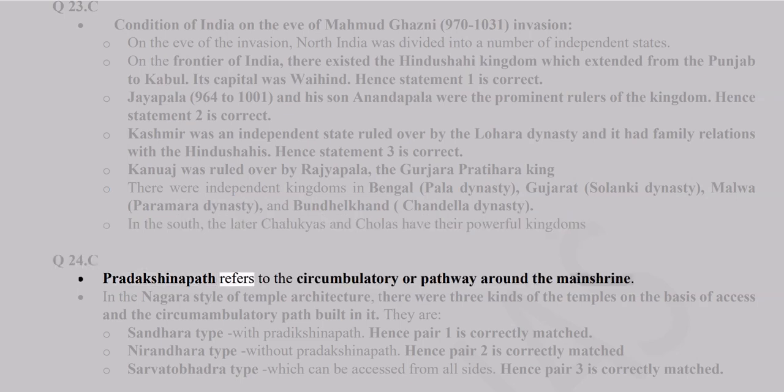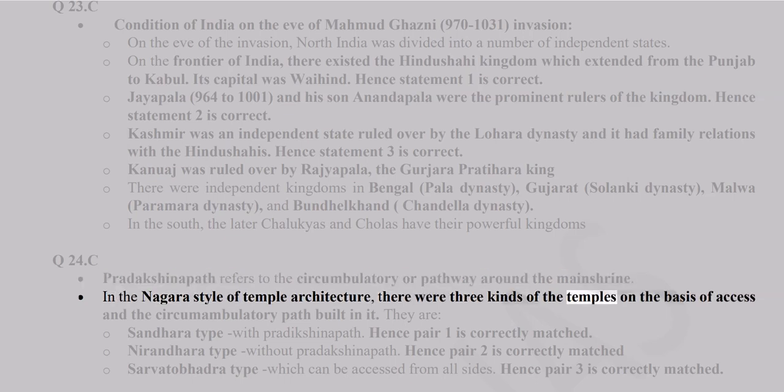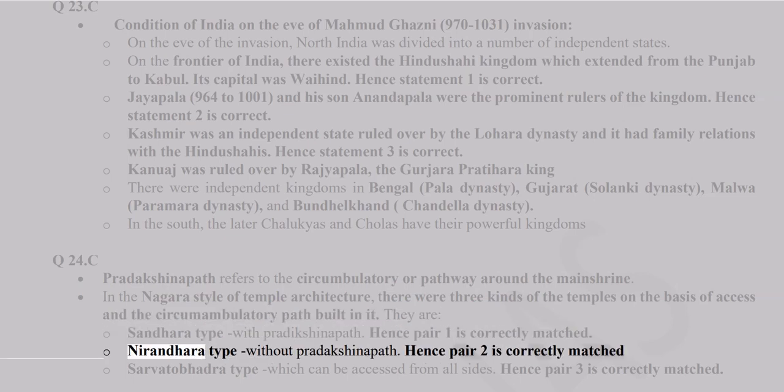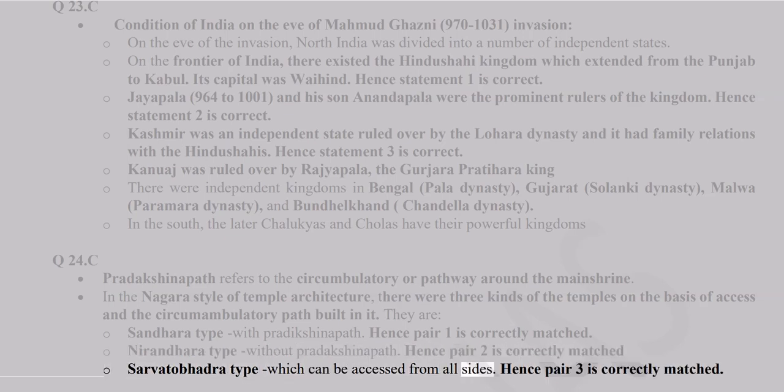Q24. c. Pradakshinapath refers to the circumambulatory pathway around the main shrine. In the Nagara style of temple architecture, there were 3 kinds of temples on the basis of access and the circumambulatory path built in it. They are Sandhara type with Pradakshinapath. Hence pair 1 is correctly matched. Nirandhara type without Pradakshinapath. Hence pair 2 is correctly matched. Sarvatobhadra type, which can be accessed from all sides. Hence pair 3 is correctly matched.